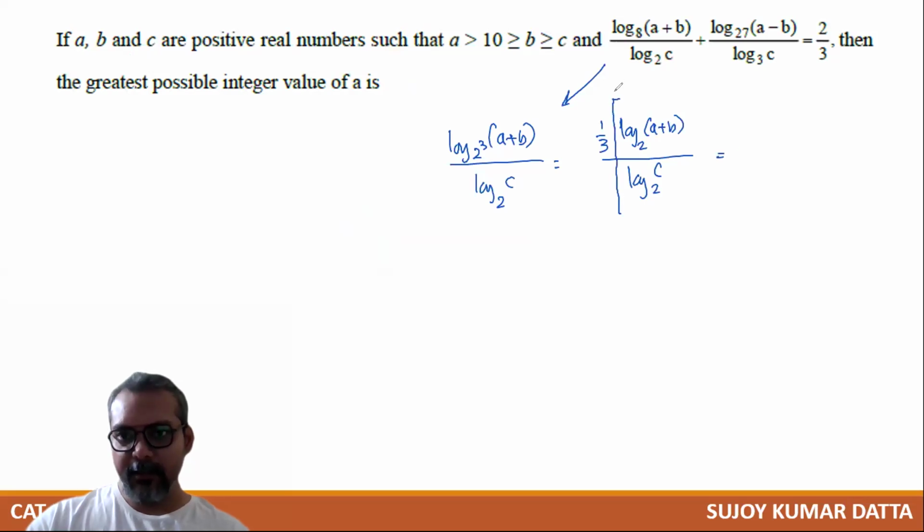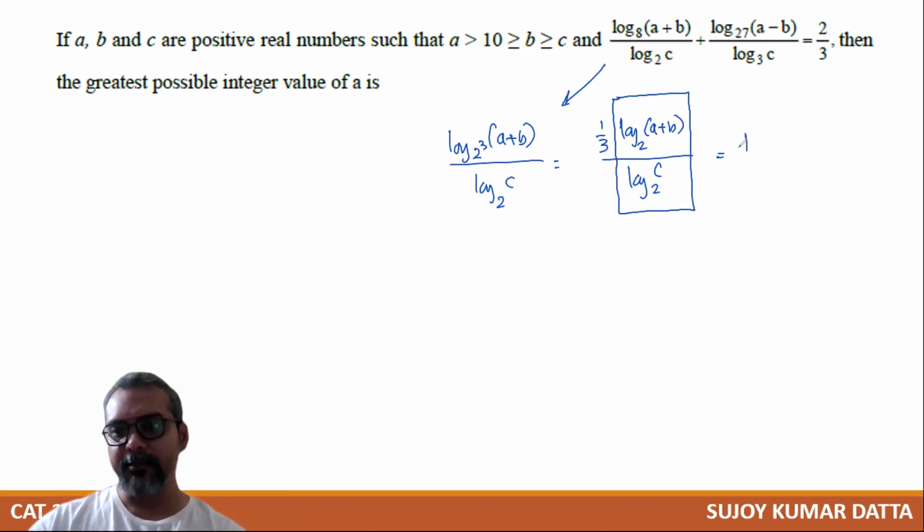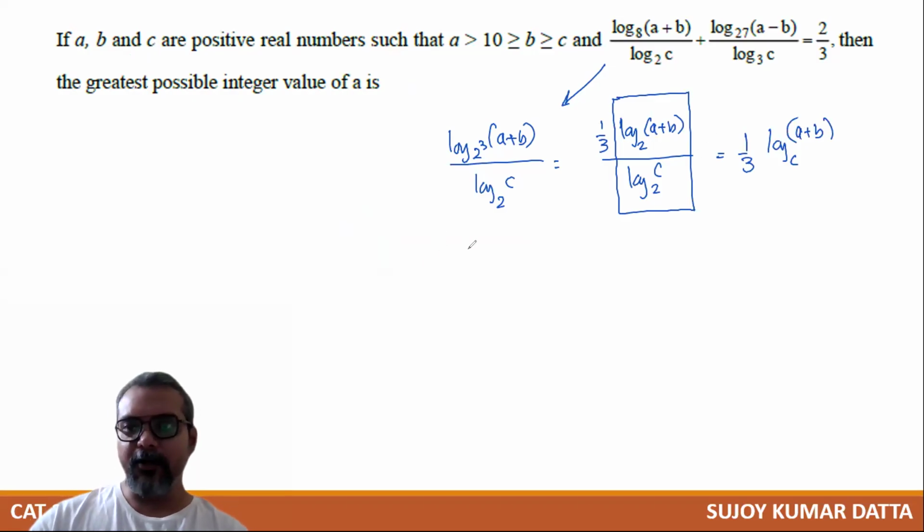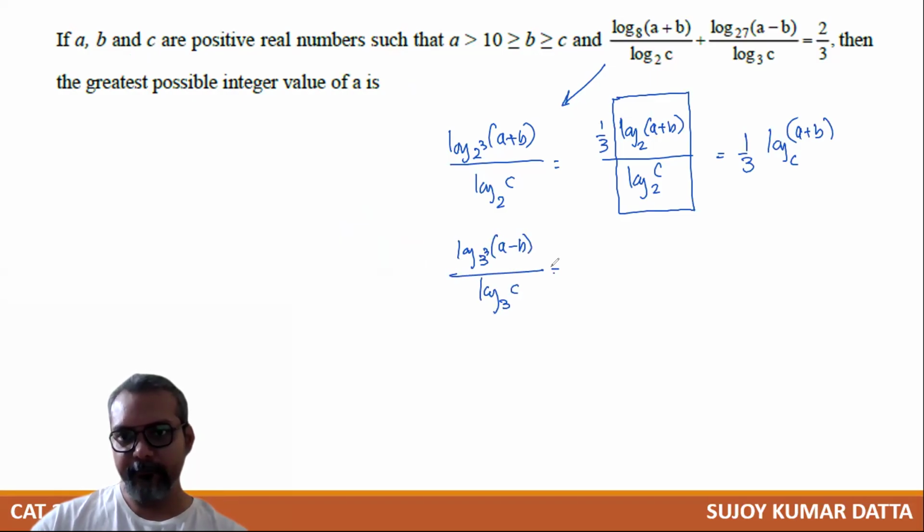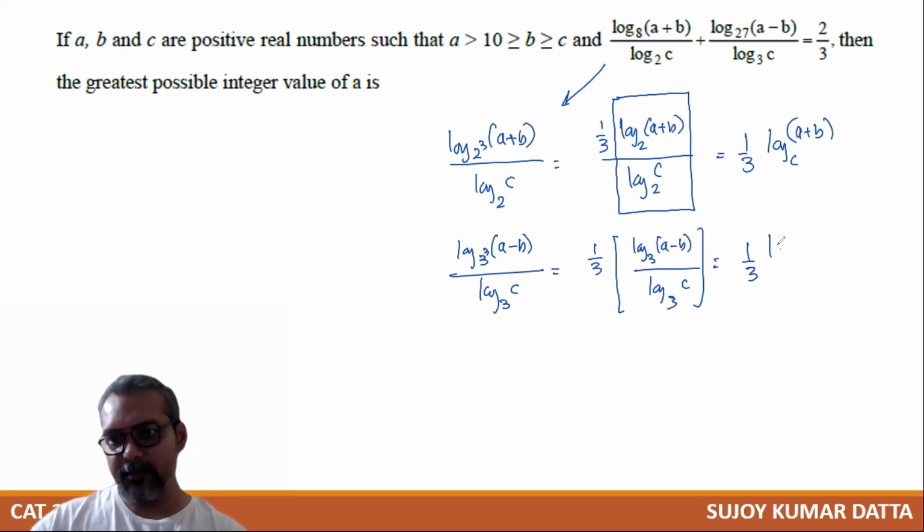So if I were to take this out, log of something base 2 divided by log of something base 2, we can actually club them together as log of a plus b base c. Now going on to the second term. That's base 3 cube, a minus b, divided by log of c base 3. So again 1/3 will come, and again we will have log base 3 of a minus b over log base 3 of c. So that would be 1/3 log of a minus b base c.